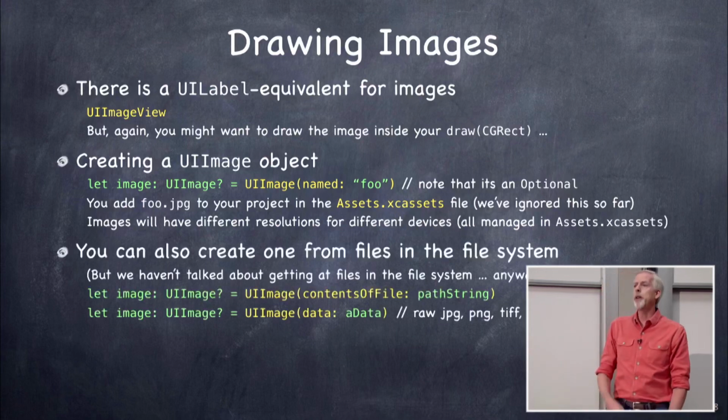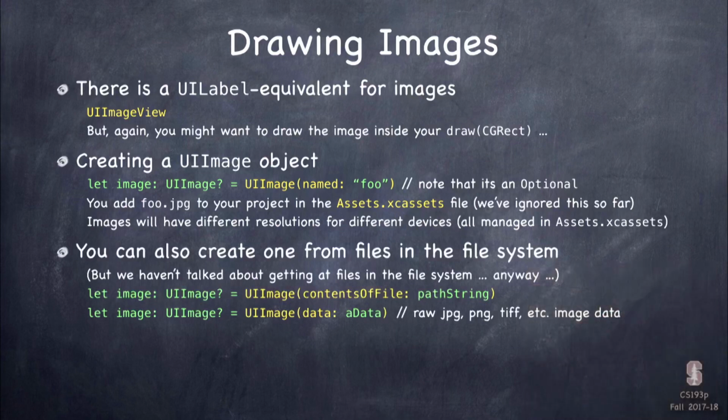How else can you get an image? Well, you can get one from the file system. If you've got a JPEG in the file system, I haven't told you how to access the file system, so you're not going to be doing that.